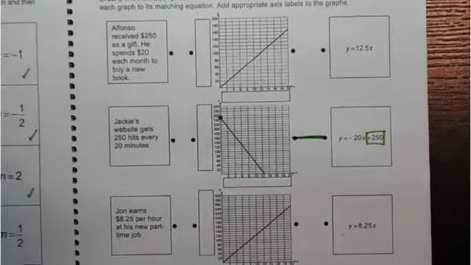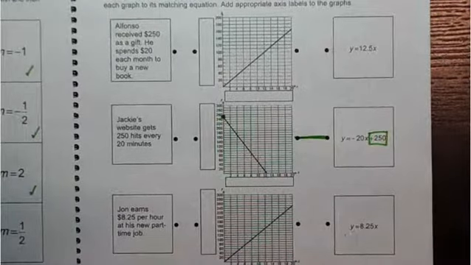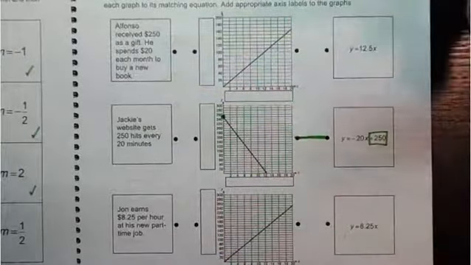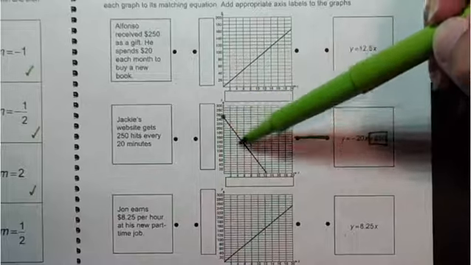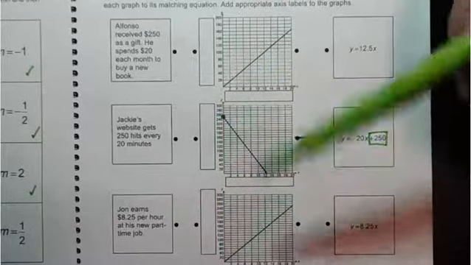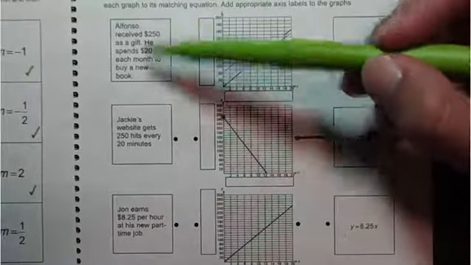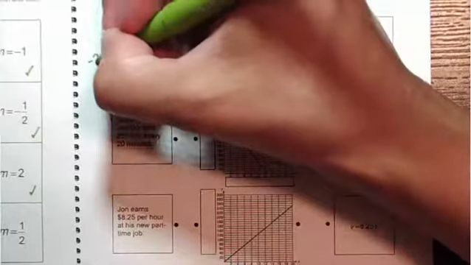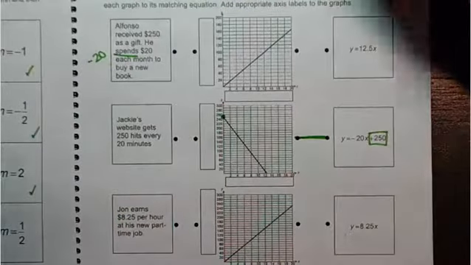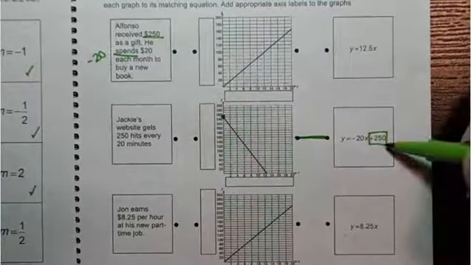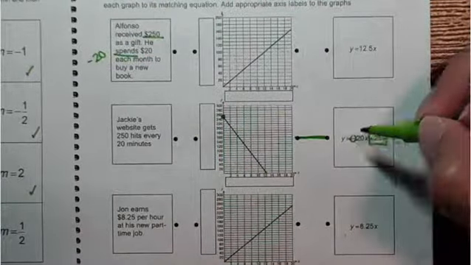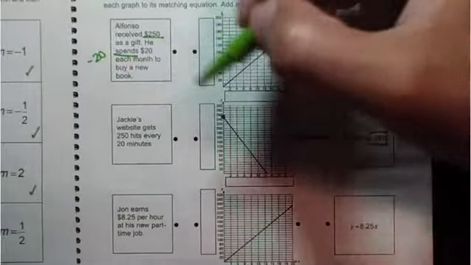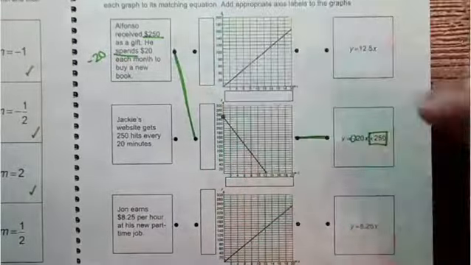What would be the next thing I'm looking for? If I'm looking for the word problem that matches that graph, I'm looking for something that has already $250, and then the slope here is going down, so I'm getting rid of money, or whatever the situation is. If I read the first one, Alfonso received $250 as a gift, so he has $250. He spends, which means I would take away $20 each month to buy a new book. So he starts off with $250, which would be my y-intercept, and then he spends $20 each month. So that looks like that would go with the graph that we decided.